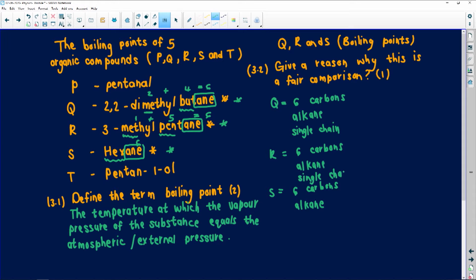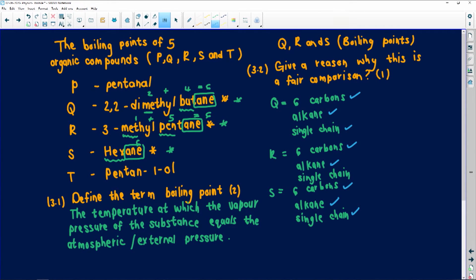So remember, if something is a single chain, it means that it has the same number of carbons and the same number of hydrogens. So give a reason why this comparison is true. This is how I would phrase it. I would say Q, R, and S is a good comparison because each of them has 6 carbons, which we have proved. They all belong to the alkane group. They all have single chains. And if something has single chains, it will have the same number of hydrogens and the same number of carbons. So this is the reason that you can give.